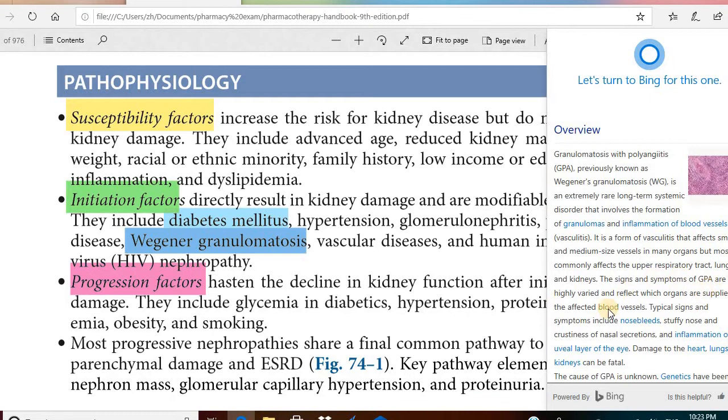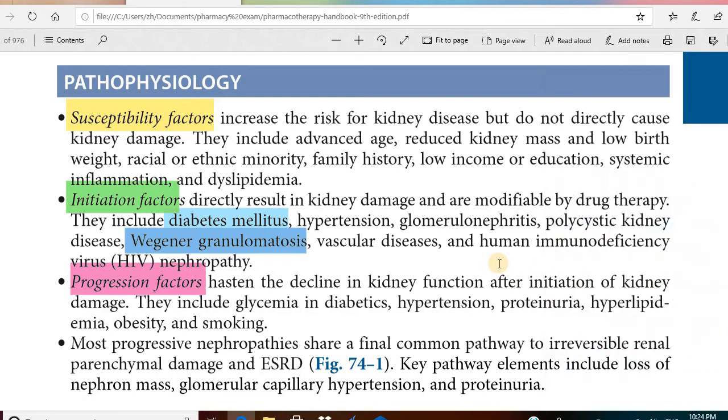The signs and symptoms of GPA are highly varied and reflect which organs are supplied by the affected blood vessels. Typical signs and symptoms include nosebleed, stuffy nose, and crustiness of the nasal secretion, inflammation of the uveal layer of the eye. Damage to the heart, lungs, and the kidneys can be fatal. So GPA, or Wegener granulomatosis, is a disorder of the blood vessels, and these blood vessels may be supplying the blood to the kidneys, so the kidney may also be affected. This is the definition, all about Wegener granulomatosis.